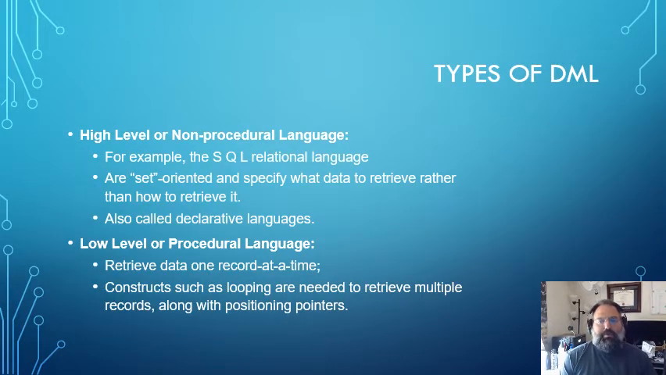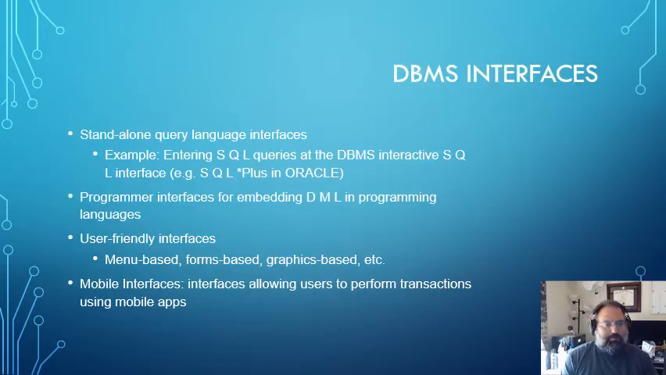There are two types of data manipulation languages. High-level or non-procedural language, a good example of that is the SQL relational language. It's set-oriented and specifies what data to retrieve rather than how to retrieve it. Declarative is the term for this. It is a declarative language, so you just say what should happen, not how. Low-level or procedural languages retrieve data one record at a time, constructing such a looping as needed to retrieve multiple records, along with positional pointers, very much specifying how it is being done.